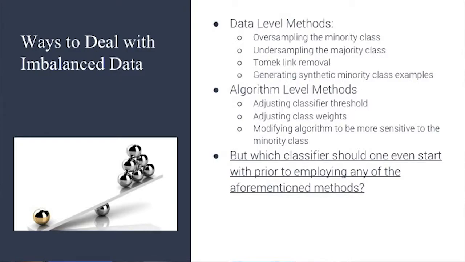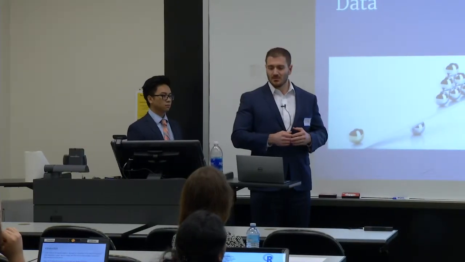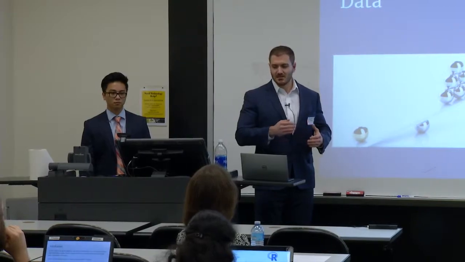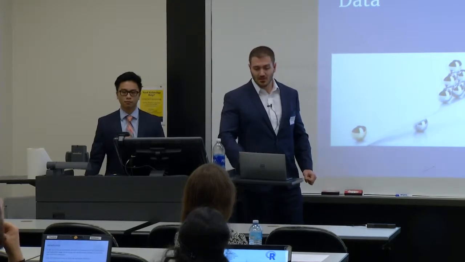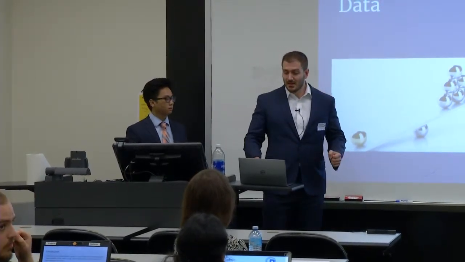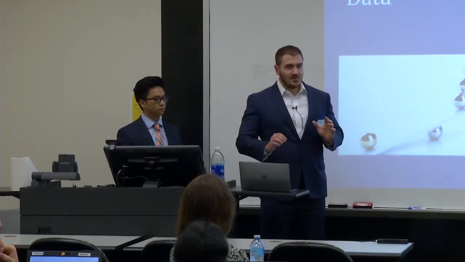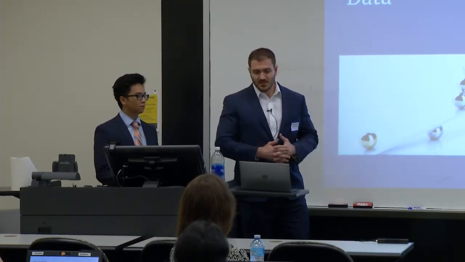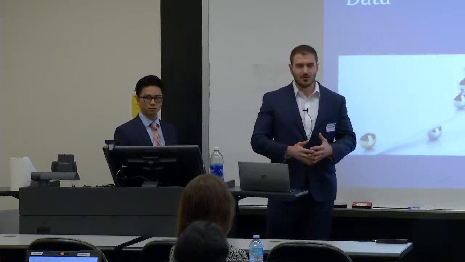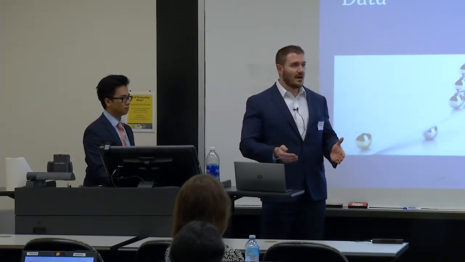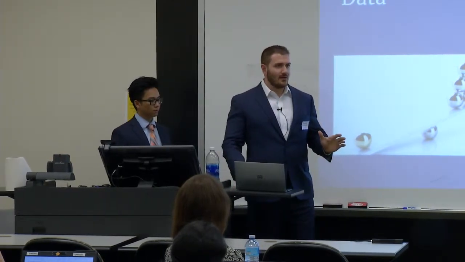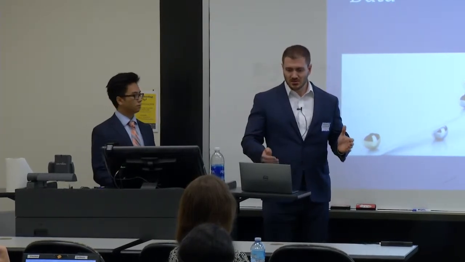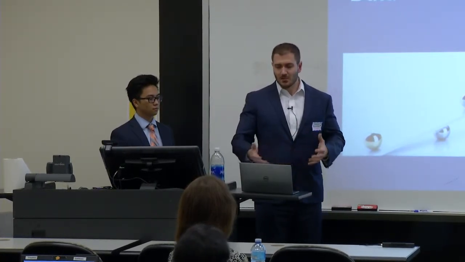Well, two approaches. One is the data level methods. These are typically your sampling methods, something like oversampling your minority class, undersampling the majority class, cleaning up your class boundaries with something like Tomek link removal, or even generating new synthetic minority class examples. The other level is algorithm level methods. This is adjusting your classifier threshold, adjusting your class weights, even modifying the algorithm to be more sensitive to whatever the rare class is you're interested in. But even before you do that, what classifier do you want to start with? You want to pick the right tool for the job. So that's what we sought to answer.